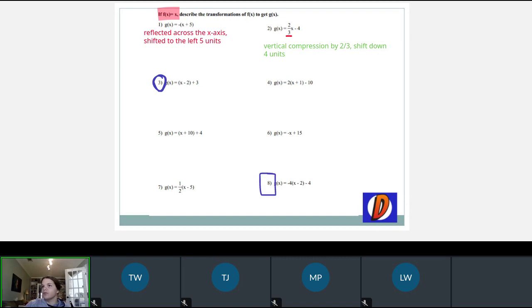All right, so for number 3, the one I just had you do on your own, inside parentheses, we're subtracting 2. So that means it's going to be a horizontal shift to the right 2 units. And then we added 3 at the end. So then it's going to be a vertical shift up 3 units. Okay, so double check your answer. If you didn't finish, that's okay.